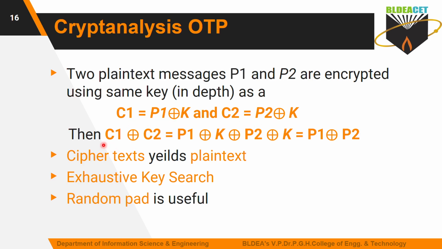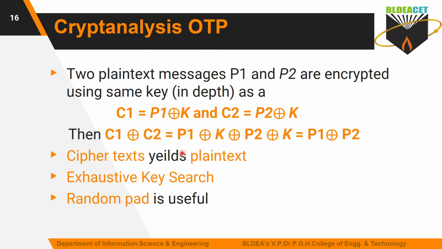So for example, I know what C1 and C2 are, I have already generated them. Now if I XOR C1 with C2, then I will get P1 XOR P2. Nowhere do I require the key here. With the help of the ciphertext, I can yield the plain texts P1 and P2. So this is one of the drawbacks in the cryptanalysis of OTP.